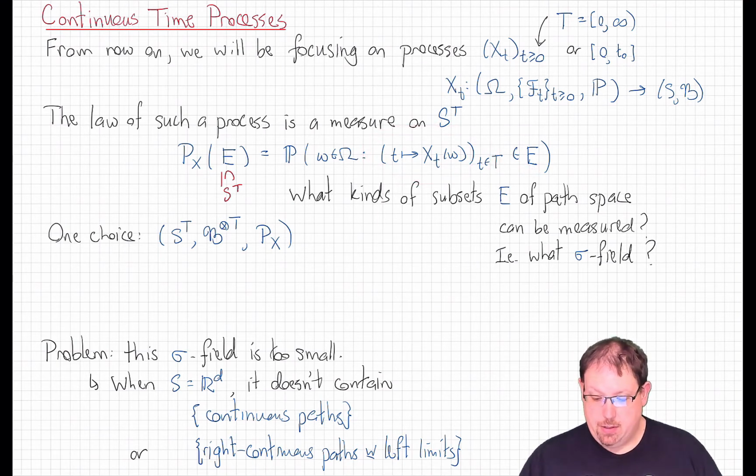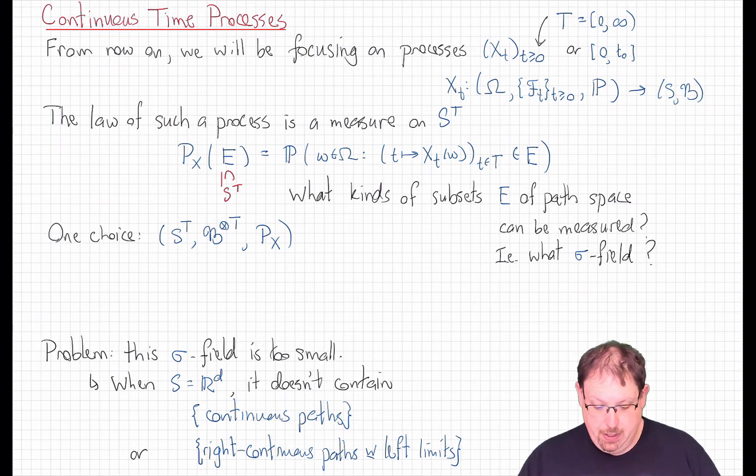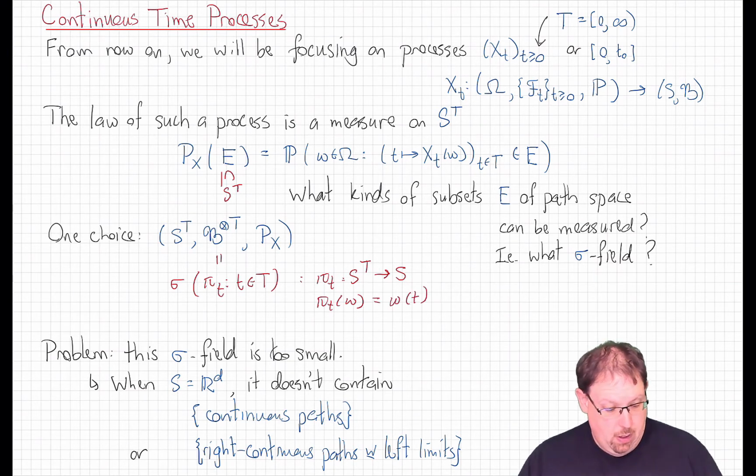Now that means that we need to equip our space S to the T with a sigma field that contains a whole bunch of collections of functions. Well, the base one that we used when we constructed such measures using the Kolmogorov extension theorem was this minimal sigma field here. That is the sigma field that is generated by all the projections, pi t, which is the same as the coordinate processes themselves. That is, pi t is the map from S to the T down to S, which takes a path omega and spits out the value omega at t.